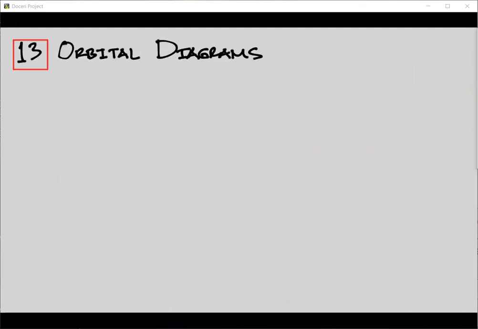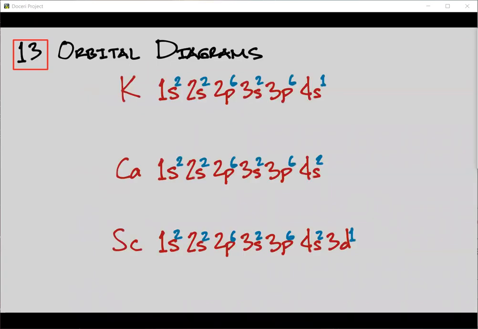All right, and concept number 13 is the orbital diagrams. Again, these are another version of electron configurations, except you're using boxes that represent orbitals, or lines that represent the orbitals. So again, we're going to take a look at the same examples here. We have potassium, calcium, and scandium. And all you have to do is come up with boxes or lines that represent these orbitals, right?